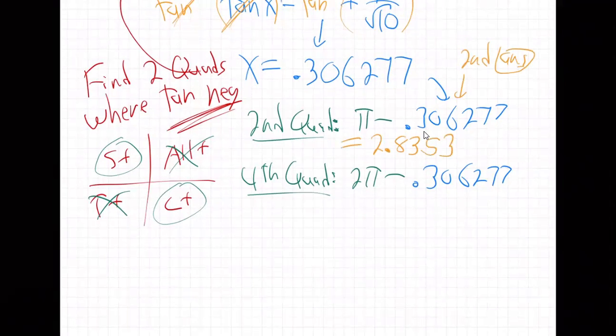I'm getting 2.8353 to 4 places, and the other answer is going to be 2 times pi minus 0.306277. I'm getting 5.97699769. So there we go. There're the two answers.